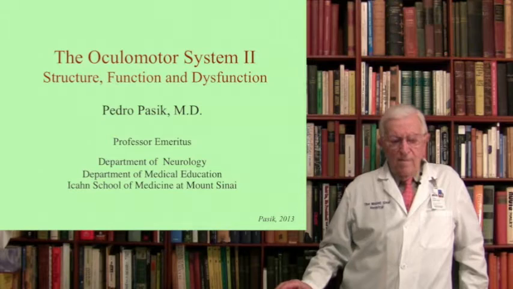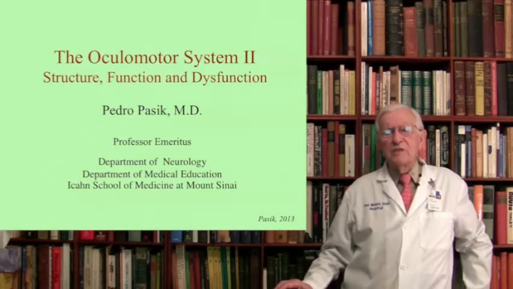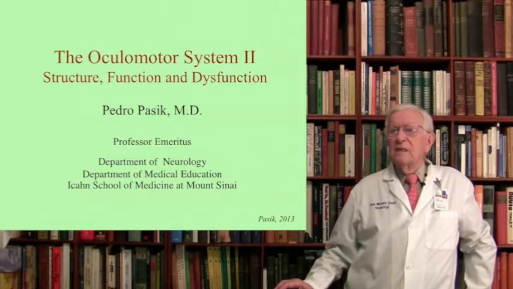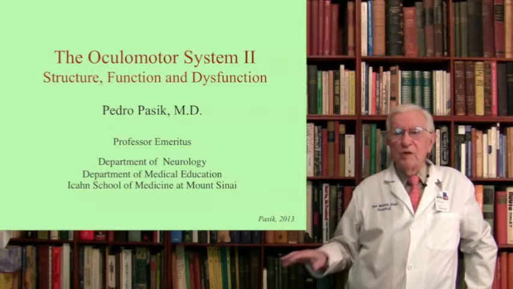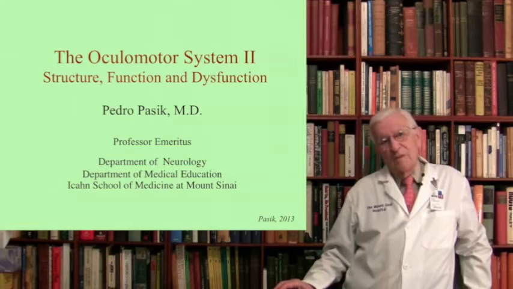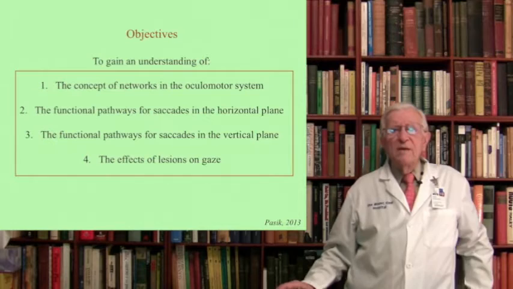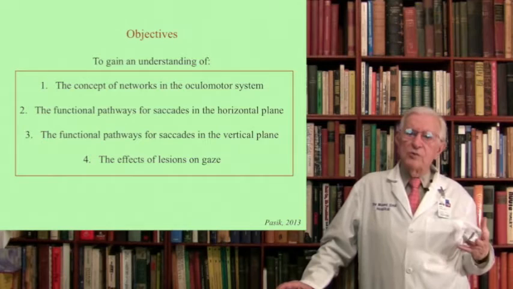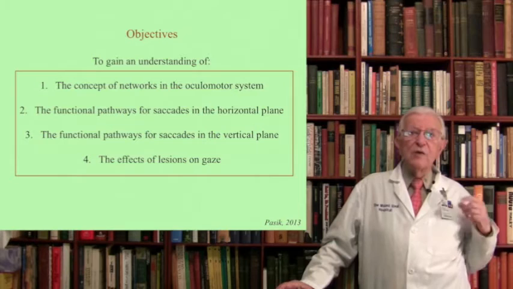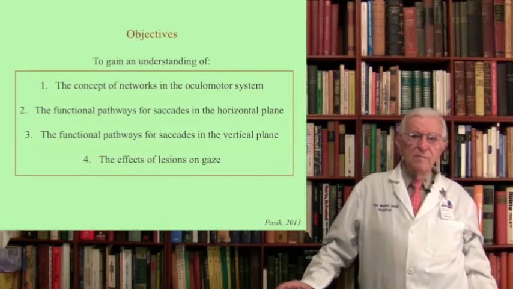I think we can proceed with this other portion of the oculomotor system, in which we are going to discuss both the structure and the function that will supplement what we already just said, and go into the dysfunction, which for you is most important. All right. Objectives of this second part of the lecture. It will be, first of all, the concept of networks that I mentioned initially in the oculomotor system. Then to discuss the functional pathways for saccades in the horizontal plane, functional pathways for saccades in the vertical plane, and eventually the effects of lesions on the direction of gaze.